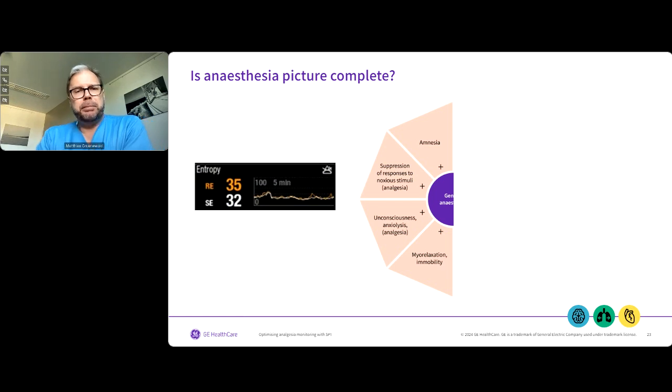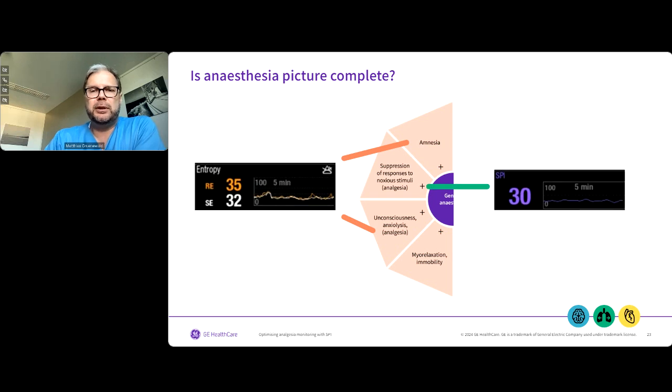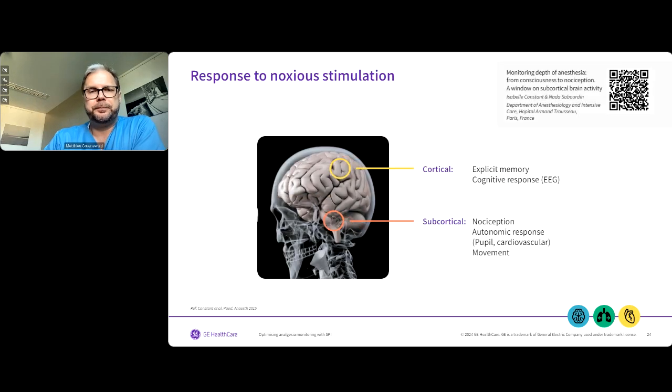But is the picture complete by using the EEG as monitoring of the hypnotic component? As you guessed, because of the introduction, no, we need more. We do need to talk a little bit about the opioid dosage in our patients. And for quite a long time, an index has been introduced into the clinical monitoring, the so-called Surgical Pleth Index. And I want to talk to you a little bit about the studies about the Surgical Pleth Index and how that can change our clinical practice.